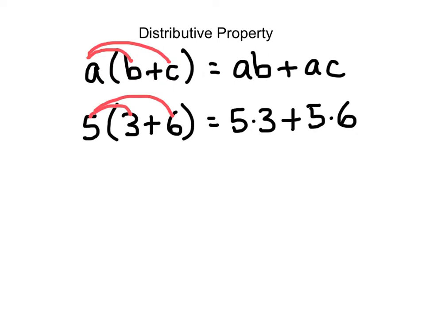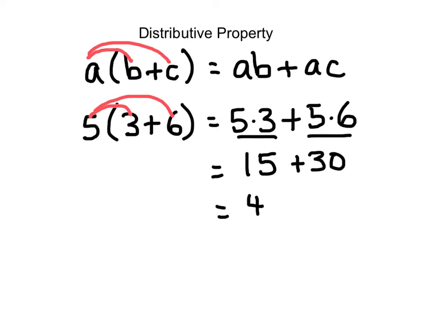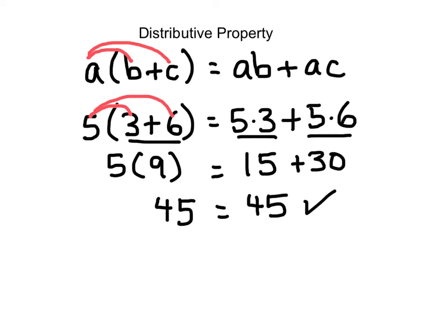Okay, let's simplify this side over here. 5 times 3 is 15, and 5 times 6 is 30. So this ends up equaling 45. On the left side, if I do 3 plus 6, that's 9, and 5 times 9 is 45. So it does prove to be true. And this is very helpful when we're solving equations and there's variables inside those parentheses. So let's go ahead and try that.